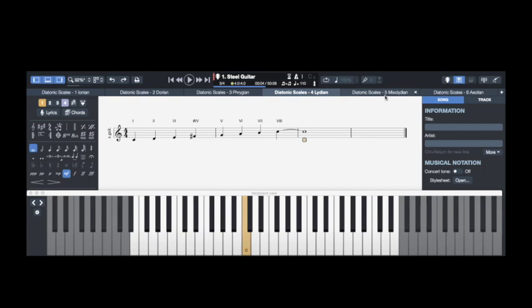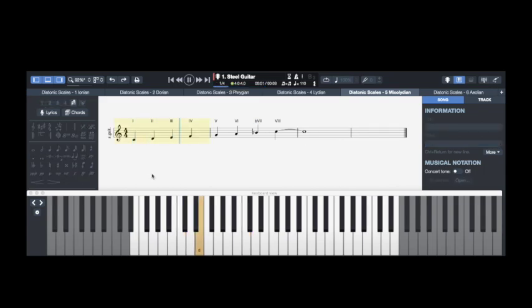And then the third major scale is the Mixolydian scale, which also basically is a major scale, but it has a minor seventh, a flatted seventh there. So those were the major scales: the Ionian, the Lydian, and the Mixolydian.